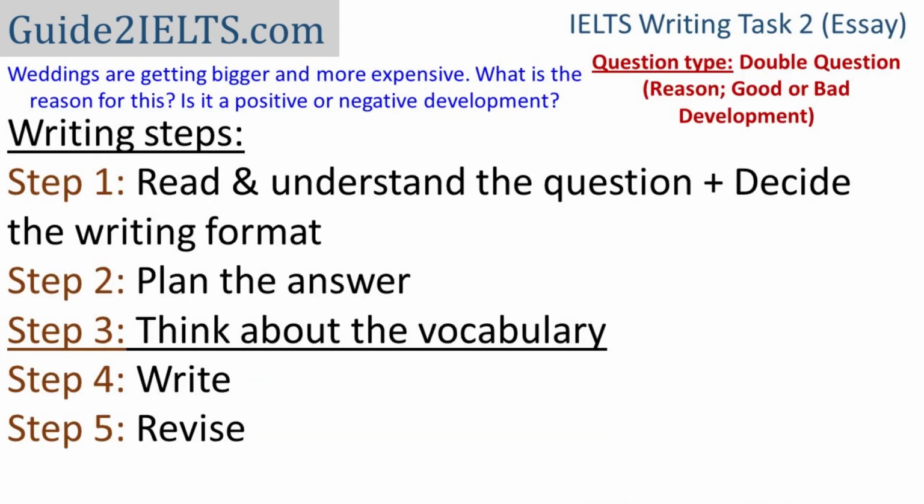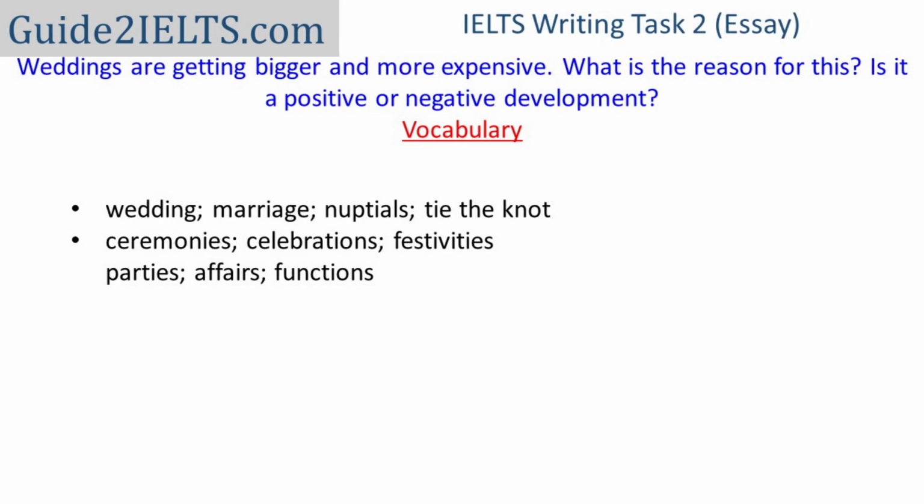Before we start writing, there is one more step. Think about the vocabulary you'd use. It doesn't have to be a lot of big words, but a variety of words is absolutely essential to score a good band. The question mentions wedding. One synonym of that would be marriage, but we can also write nuptials or tie the knot. For ceremonies, we can have words like celebrations, festivities. Even words like parties, affairs, or functions can be used. In this way, consciously think about the vocabulary that you can use before you start writing.